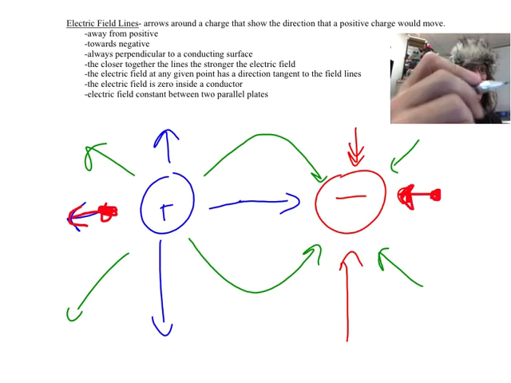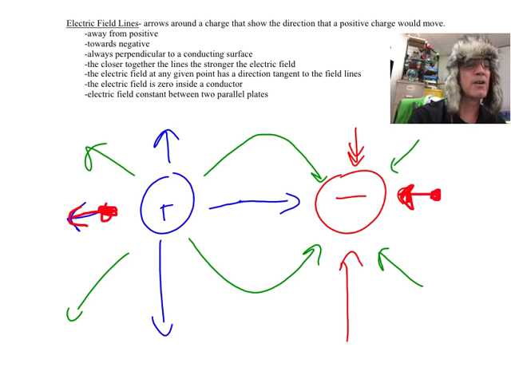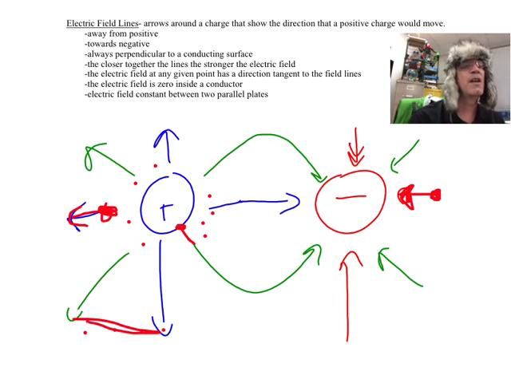They always have to be perpendicular to any conductor, as a rule, just because of the way conductors work. And when the lines are closer together, like somewhere in here, I have a stronger electric field. When they get farther away from each other, like out here, that's pretty far apart, that means my electric field is weaker. And if I wanted to find it at a certain point, like what the electric field was right there, I'd take a tangent to my electric field line. That's the way the electric field would point right there.